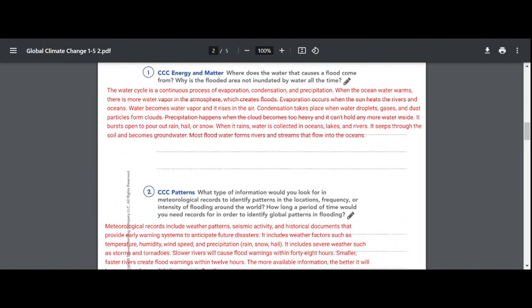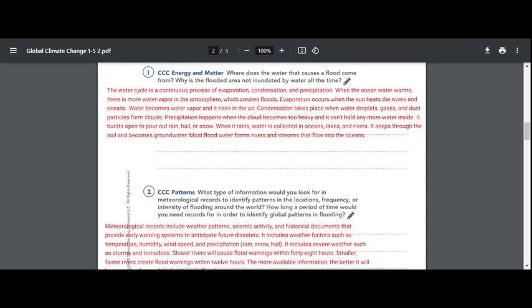Evaporation occurs when the sun heats the rivers and oceans. Water becomes water vapor and it rises in the air. Condensation takes place when water droplets, gases, and dust particles form clouds. Precipitation happens when the cloud becomes too heavy and it can't hold any more water inside. It bursts open to pour out rain, hail, or snow.